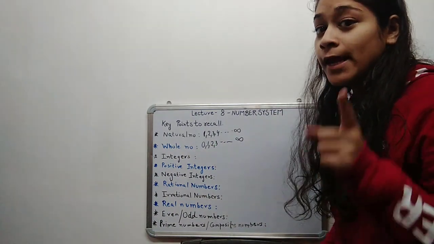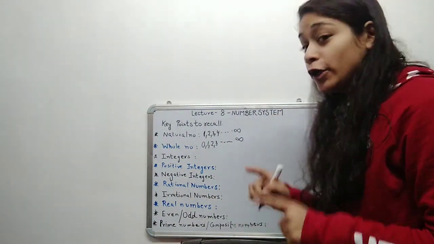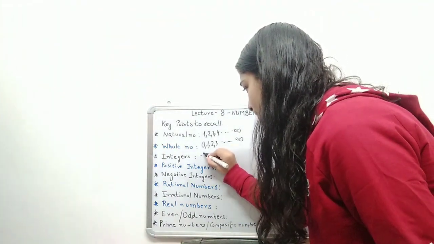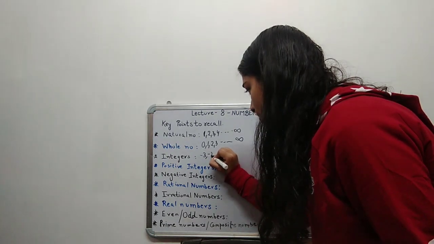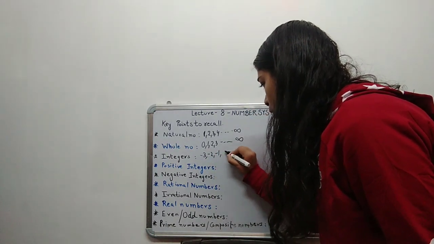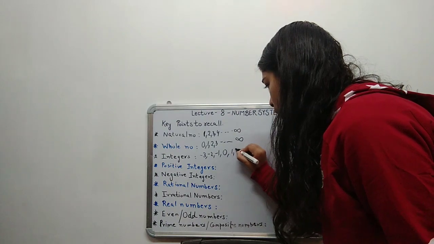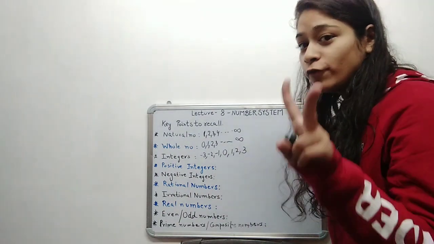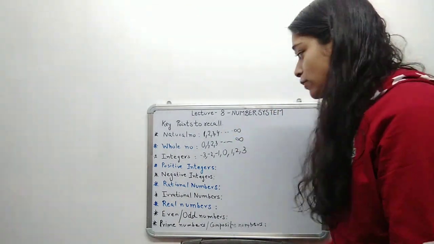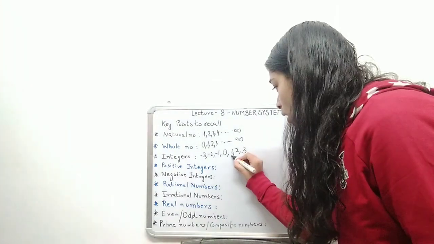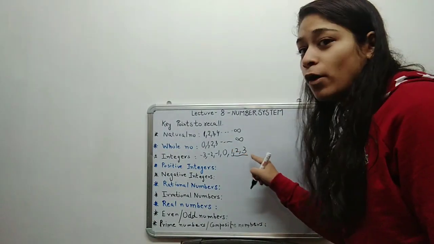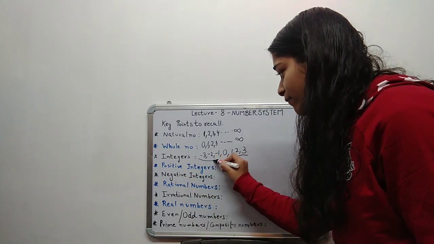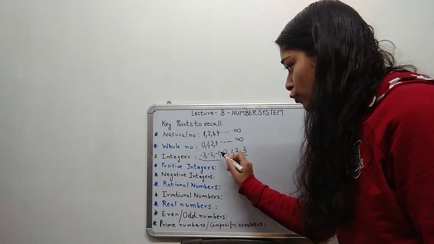What are integers? Integers are those numbers which include 0 as well as negative numbers. So for example, minus 3, minus 2, minus 1, 0, 1, 2, 3. Integers are of two types, positive integers and negative integers. What are positive integers? That is 1, 2 and 3, which have a positive sign. Now what are negative integers? Those which have a negative sign, that is minus 3, minus 2, minus 1.